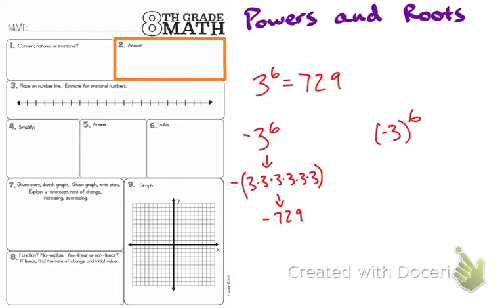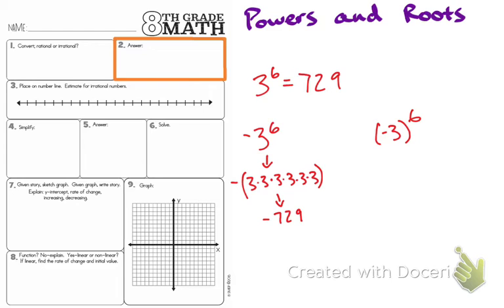Let's look at how this is slightly different for the problem on the right-hand side when the parentheses are around that entire quantity. In this case, we are raising the negative 3 to the 6th power. That whole quantity is being raised to the 6th power.